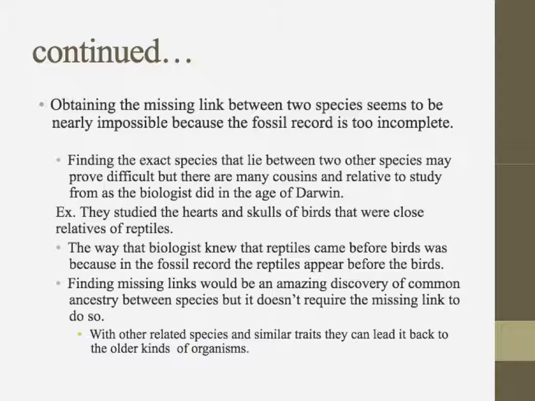relatives to study from, and this is what the biologists did in the age of Darwin. They studied the hearts and skulls of birds that were close relatives of reptiles, and the way that biologists knew that reptiles came before birds was because in the fossil record reptiles appeared before the birds. Finding the missing link would be an amazing discovery of common ancestry between species, but it doesn't require the missing link to do this, because we can also study the different relatives. With other related species and similar traits, they can lead it back to older kinds of organisms.